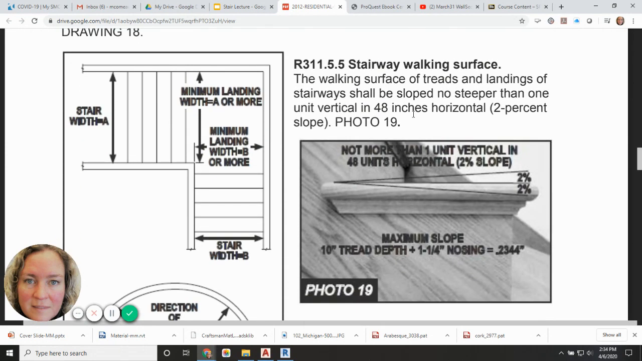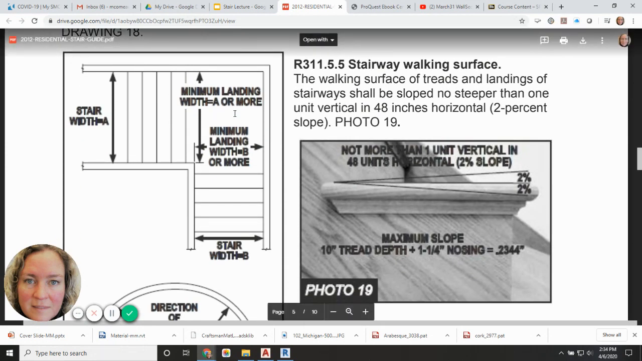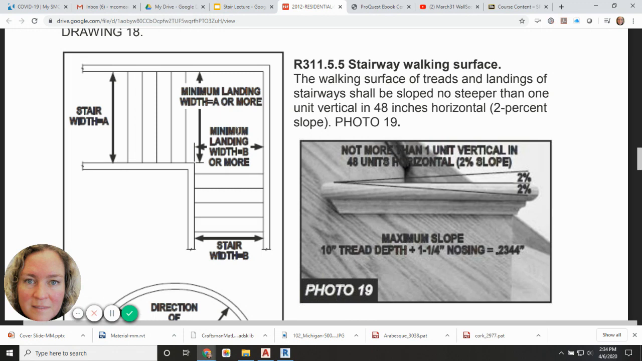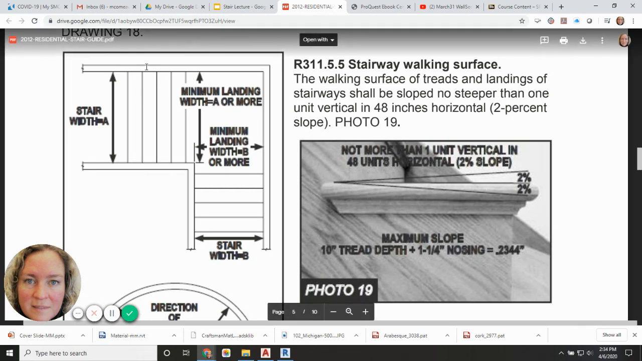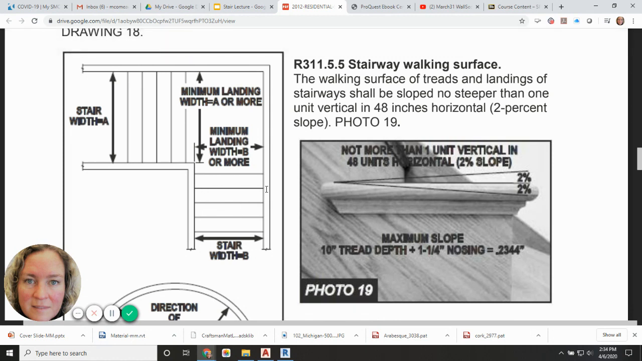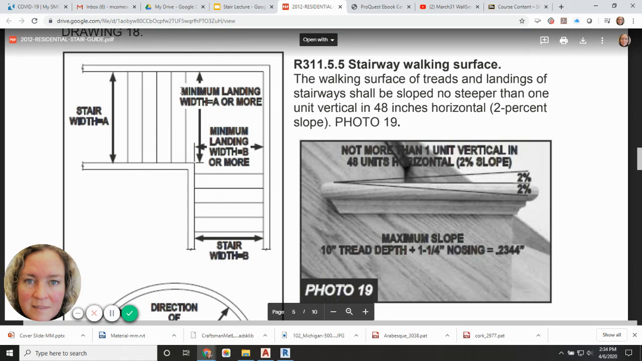So let's look at landings and stairways. The landing has to be 3 feet no matter what, but it can be wider. So this is showing the two different various stair widths. This happens sometimes. You have a grander, wider stair at the base of the stairs in the first floor, and then it gets narrower as you go up the stairs. It still can't get any less than 3 feet wide, but you might have a landing that's 3 feet wide in one direction, but it would have to be matching the width of the stairs in the other direction.